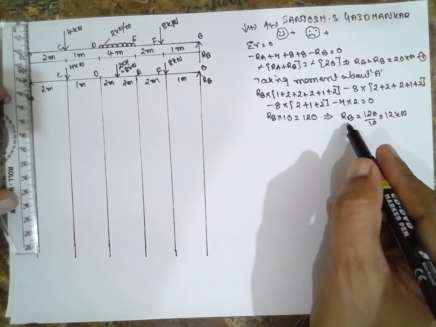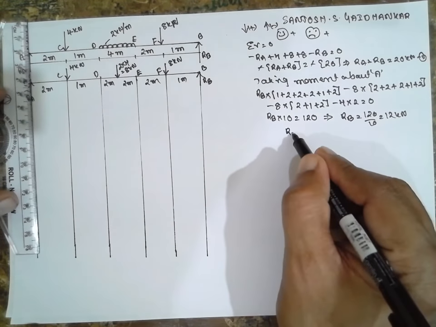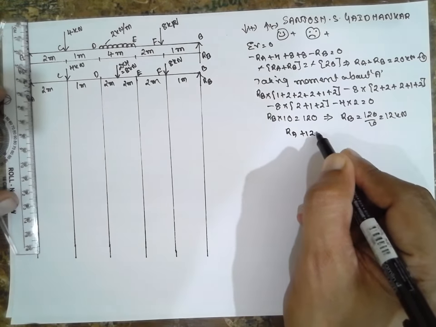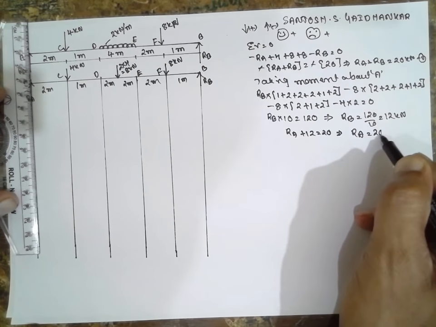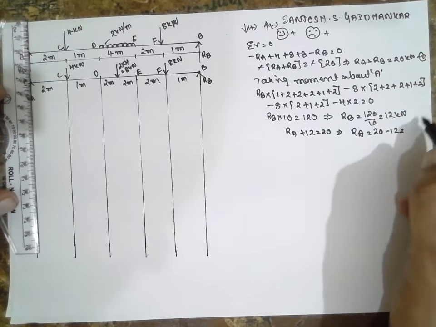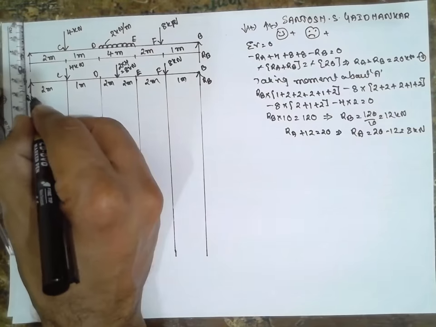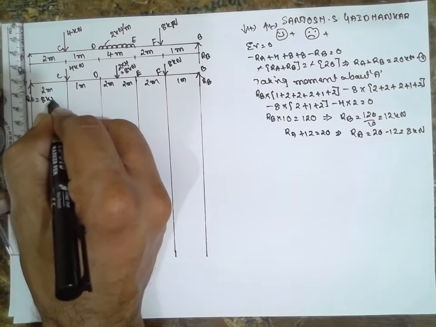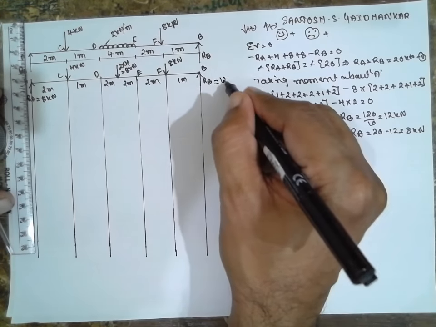We got RB. Substitute this value in equation 1: RA plus 12 equals 20, so RA is equal to 20 minus 12, which is 8 kN. Therefore RA is 8 kN and RB is 12 kN.